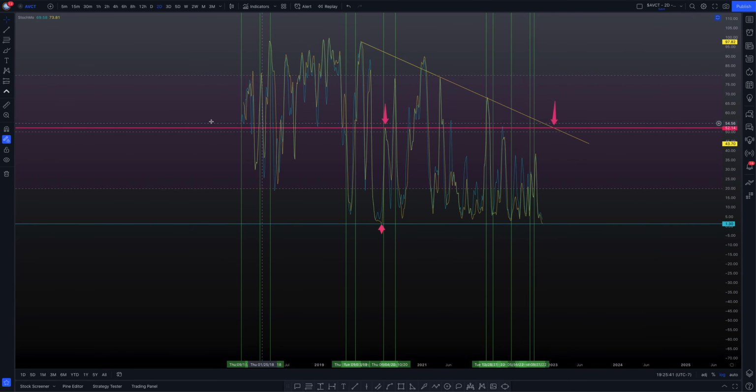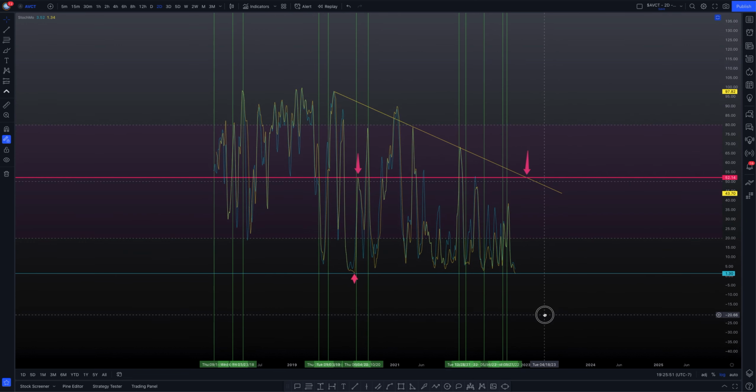In the entire trading history, we're talking about from 2017 to today, AVCT has never touched the low that we're in right now, you guys. So we're extremely oversold within this asset.